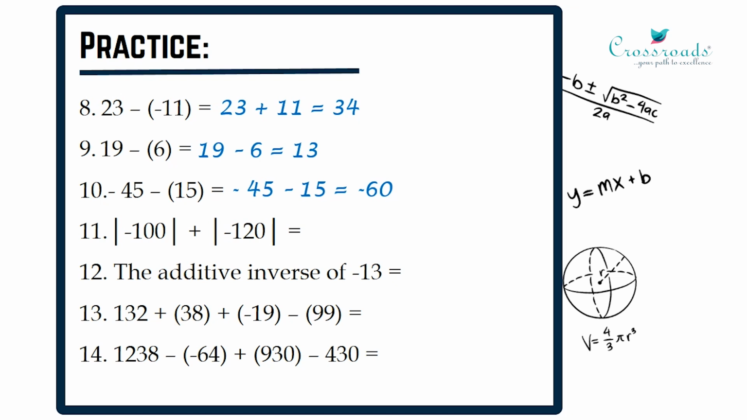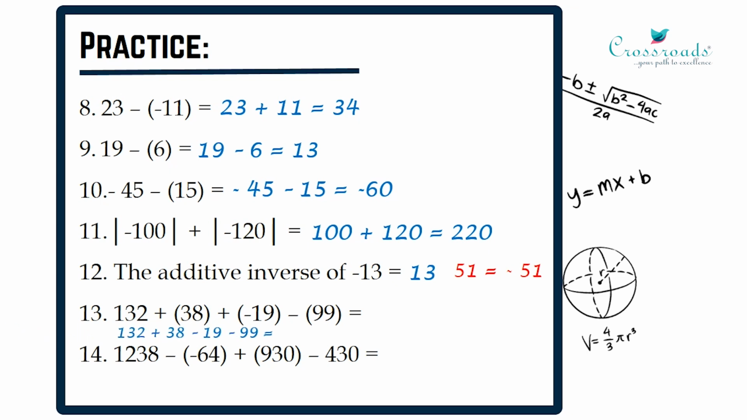Next we have two absolute values. Minus 100 is nothing but 100, minus 120 is nothing but 120. Therefore 100 plus 120 is 220. The additive inverse of minus 13 is going to be 13. Suppose the question was the additive inverse of 51, then the answer would have been minus 51. Going to sums 13 and 14, we have four integers being given and we are supposed to add and subtract. So it's like mixed operations. There is not much space over here, hence I am not doing a step-by-step workout, but I request you all to do it.